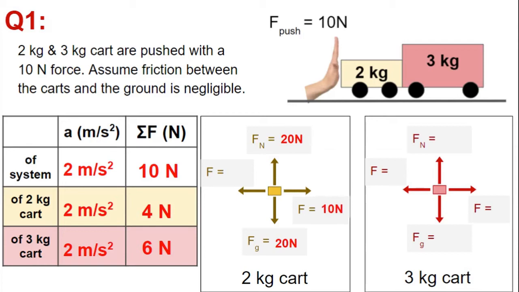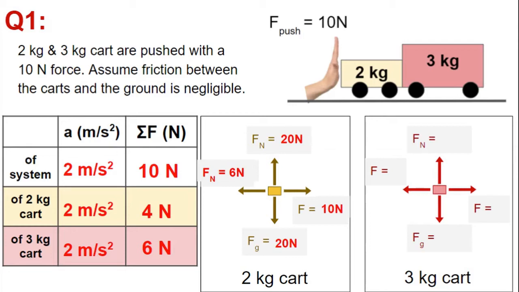Looking back to what we just calculated, we found that the net force on the 2 kilogram cart is going to be 4 newtons to the right. That means that there must be a force pushing back on the cart in order to balance out the 10 Newton force and give us a net force of 4 newtons. This force is a 6 Newton force, and it comes from a normal force exerted between the 2 and the 3 kilogram carts. Essentially, the 3 kilogram cart is exerting a 6 Newton force on the 2 kilogram cart. That gives us the net force of 4 newtons, and our 2 kilogram cart will accelerate along with the system.